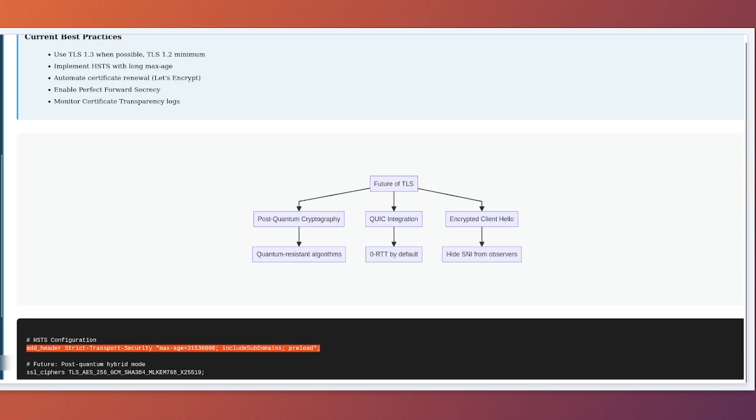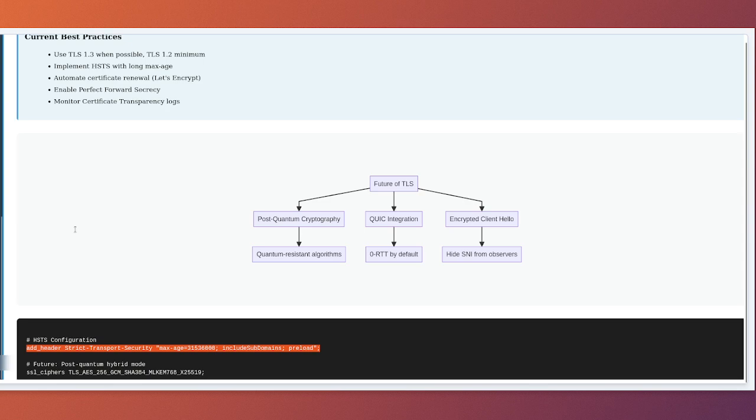Looking forward, post-quantum cryptography is the next frontier. Current public key algorithms will be vulnerable to quantum computers, so NIST is standardizing quantum-resistant algorithms. TLS will need to adapt to support these new algorithms while maintaining backward compatibility. Hybrid modes that use both classical and post-quantum algorithms are likely during the transition.